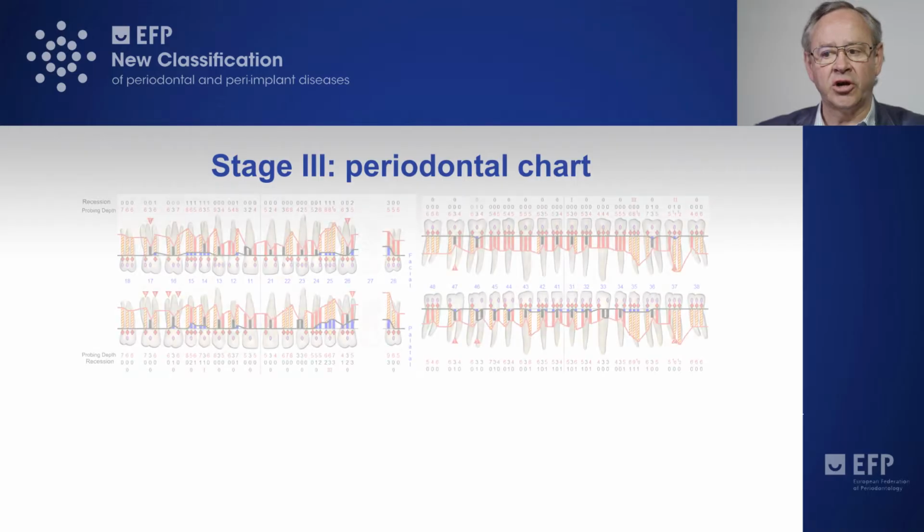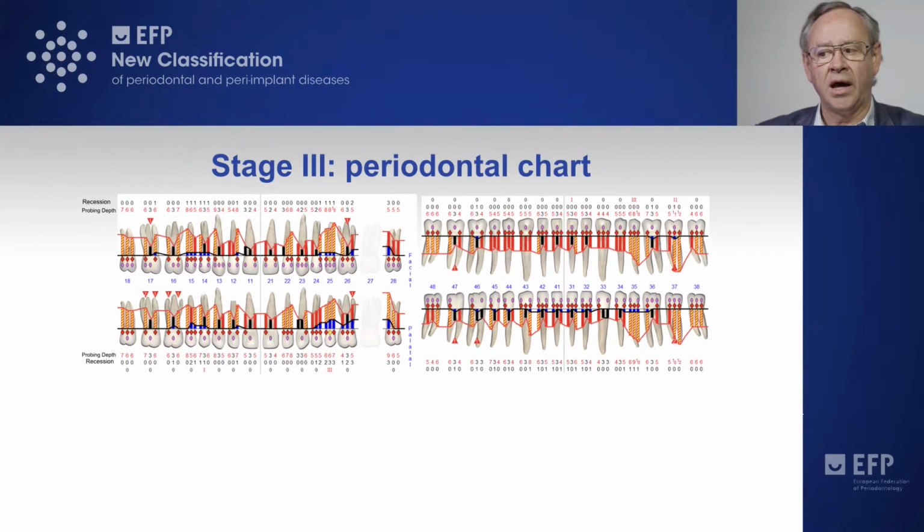You can see the charting of this particular patient, and both in the upper and in the lower jaws, you see very deep probing depths. You see the presence of furcations in the maxillary first and second molars. You see presence of very deep pockets associated with both the upper and lower premolars and molars, and you see a very high percentage of bleeding on probing.